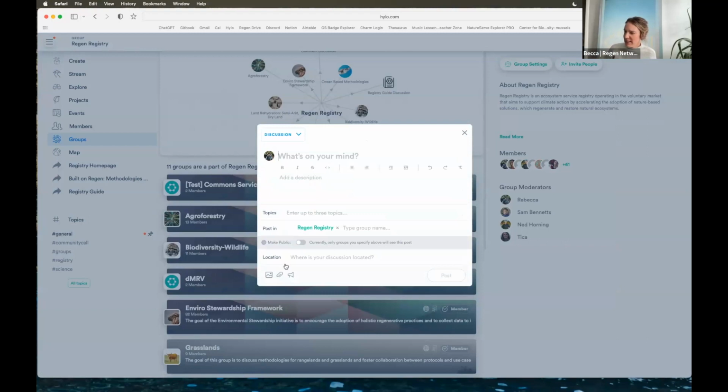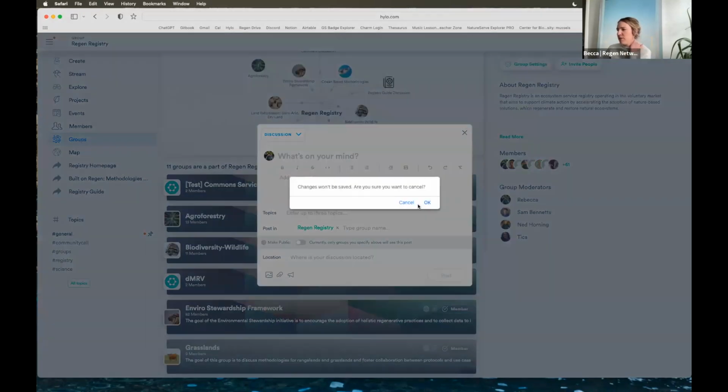And you can kind of see what options you have aside from the title and the description. You can use different topics. You can give it a photo or a link. And as I said, you can choose another group. Maybe you want to post it in Regen Registry and Agroforestry. You can start to just play around with what gets posted where. So take a minute to explore that functionality around things that you can create.